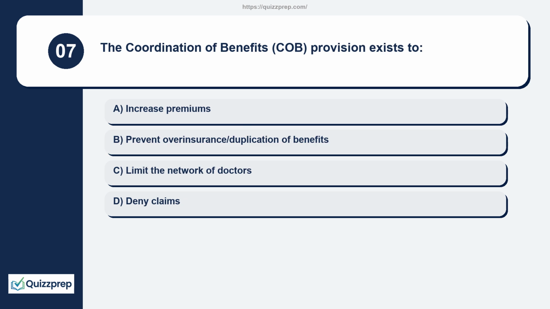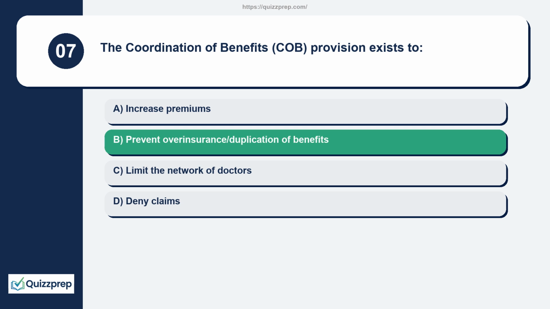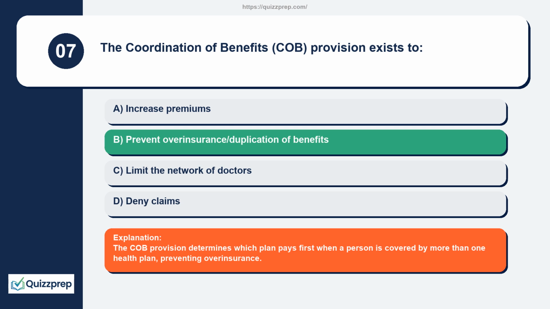Question 7. The coordination of benefits (COB) provision exists to increase premiums, prevent overinsurance/duplication of benefits, limit the network of doctors, deny claims. The COB provision determines which plan pays first when a person is covered by more than one health plan, preventing overinsurance.